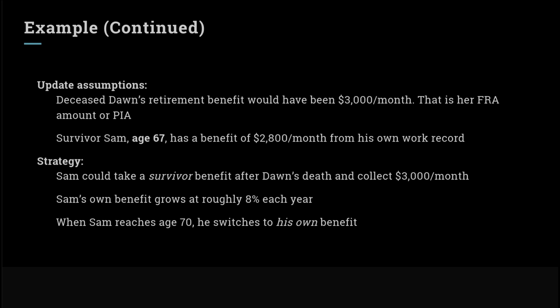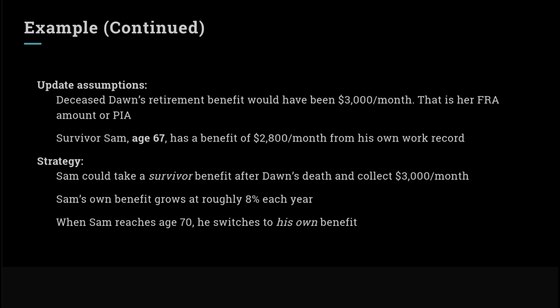Number one, Sam could take a survivor benefit after Dawn's death and collect $3,000 a month. So he gets 100% of her benefit because Sam is at his own FRA or older. Number two, Sam's own benefit, which he never claimed, continues to grow at roughly 8% per year because he's delaying claiming his own benefit. In step three, when Sam reaches age 70, his own benefit stops growing, but it is more than the survivor benefit now. So he switches over to his own benefit.